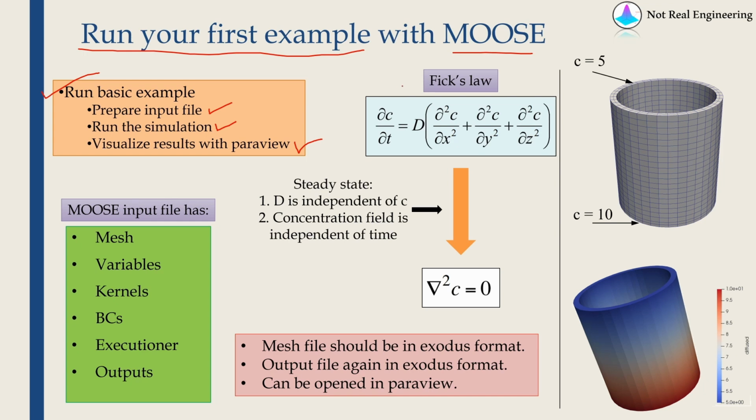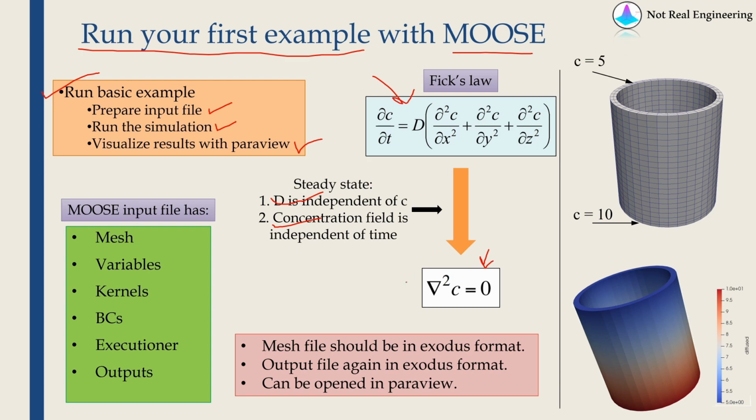I am choosing this very simple example. It's a steady state diffusion example. You know, this equation over here is a diffusion equation. And when you apply a steady state condition for this, that means D is independent of concentration, and also the concentration field is independent of time, then this complex equation just reduces to this simple equation.